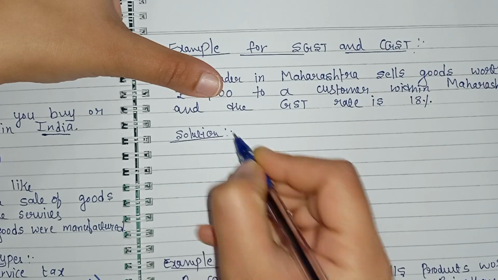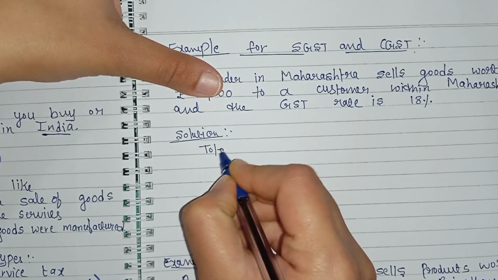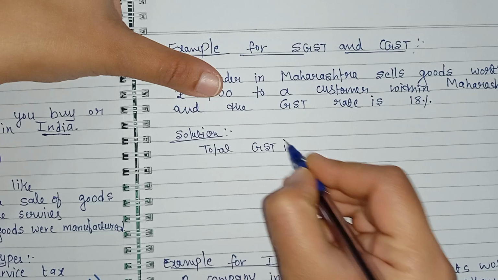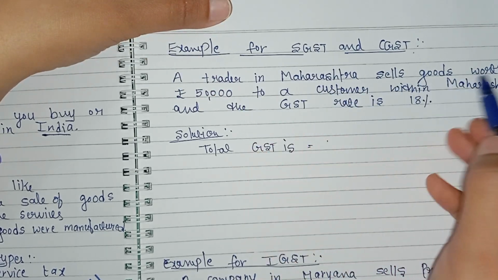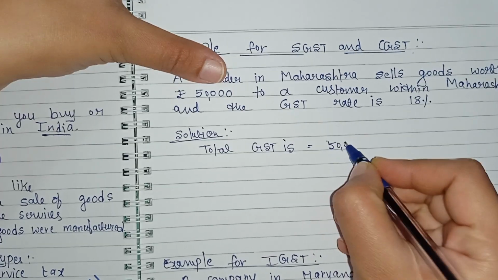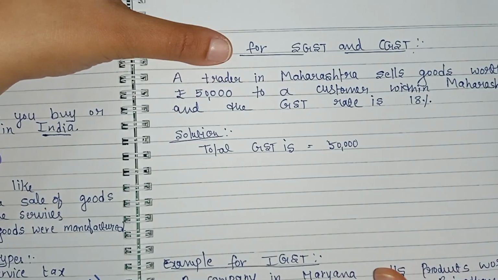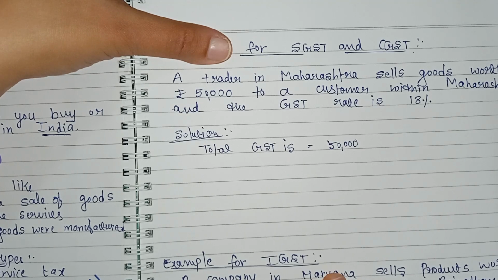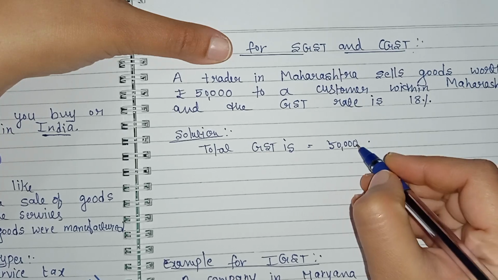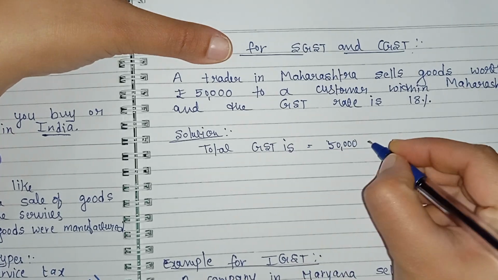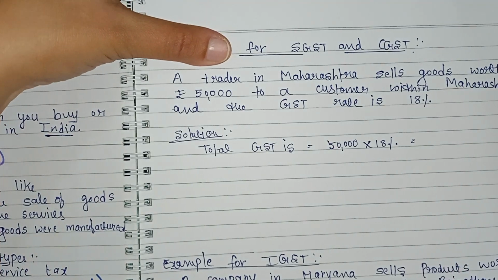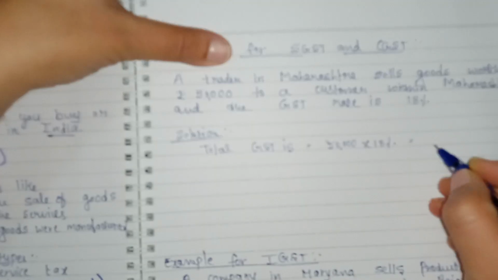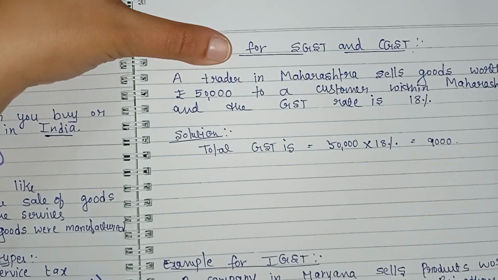GST. So, total GST is, trader in Maharashtra sells goods worth rupees 50,000 to a customer within Maharashtra, means same state. Within Maharashtra only, trader sold the goods to a customer. The rate of goods is 50,000 and the GST rate is 18%. So 50,000 into 18%, that is equals to 9,000. Now what is the rule?